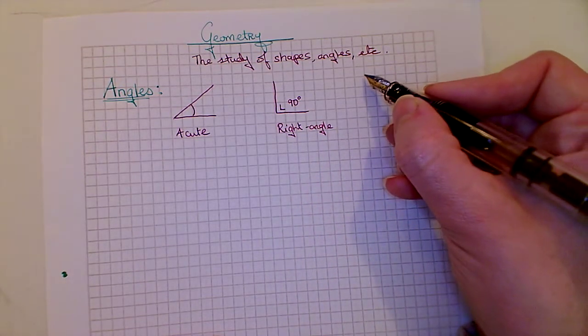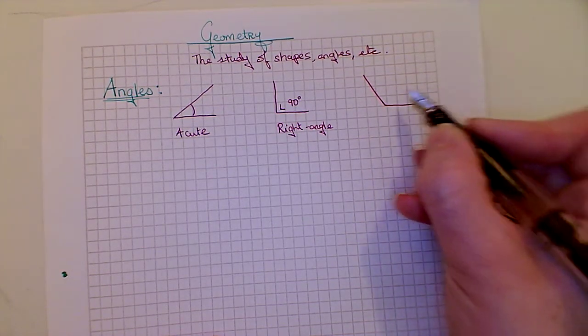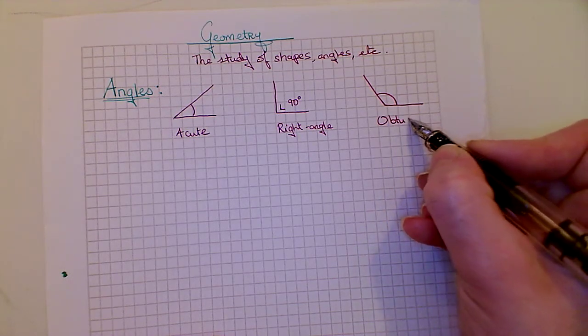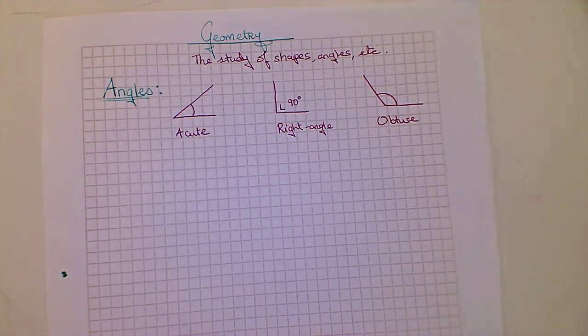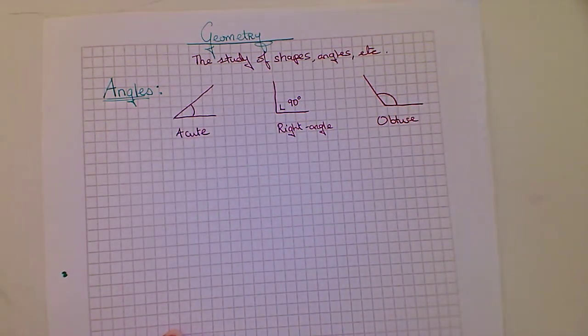And get a bit bigger than that. If we go bigger than 90 degrees, we have an obtuse angle. And obtuse actually means blunt. So you can see this one is sharp and this one is blunt.